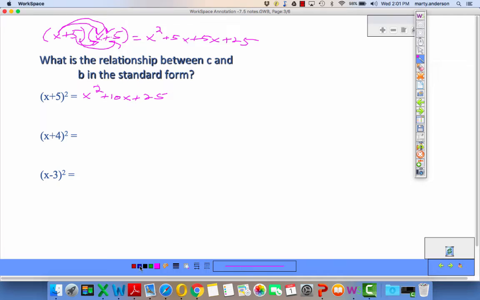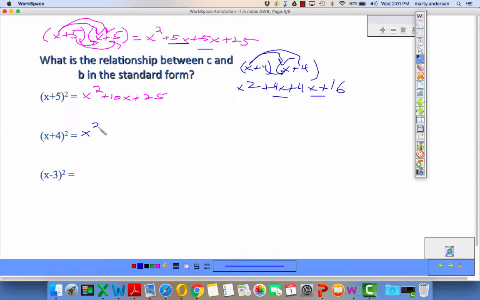If I do x plus 4 and x plus 4, notice what's going to happen each time. X times x is x squared. I get plus 4x and then plus another 4x, plus 16. So up here I had two 5x's. Here I got two 4x's. It's going to happen every time we square a binomial. So it's 4x and 4x is 8x.